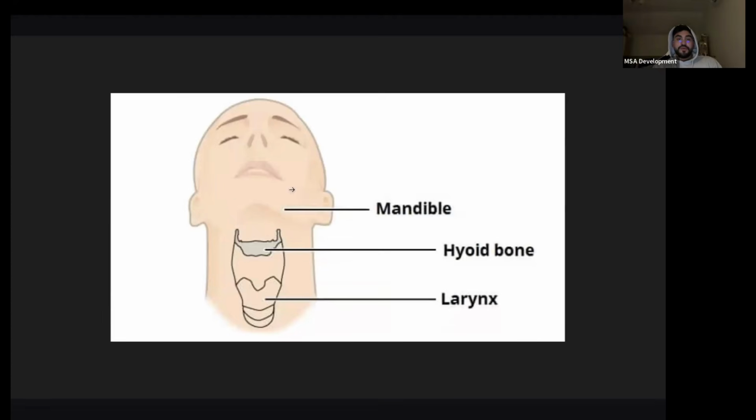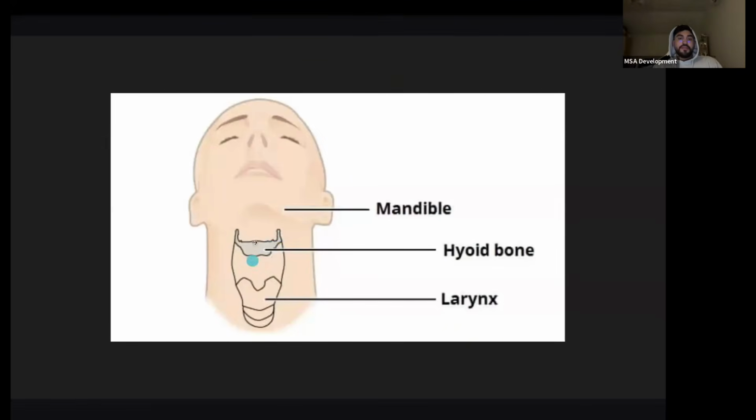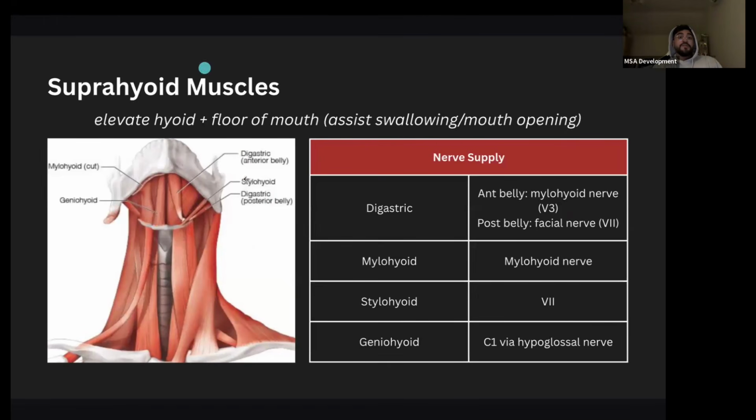Okay. So here, I've put this picture so that you can look at the hyoid bone. All right. So this is the mandible. This is your hyoid bone. This is the larynx. Okay. Now, anything that's above the hyoid is called suprahyoid. Anything that's below the hyoid is called infrahyoid. Okay. So suprahyoid muscles, which sit above the hyoid bone, help in elevating the hyoid and the floor of the mouth, which will help in mouth opening and assist in swallowing.